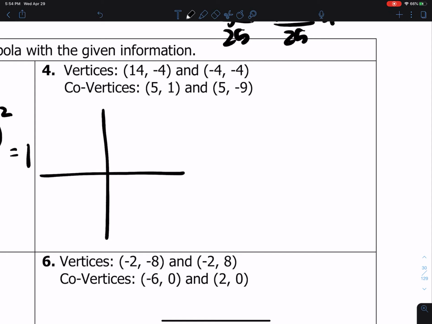So the first vertex is at (14, -4), so I'm going to put that about right there. And then we have (-4, -4). I should make sure that those look about the same. Since they're on the same line horizontally, that means this opens horizontally. So I'm just going to draw an estimate of this hyperbola like this.